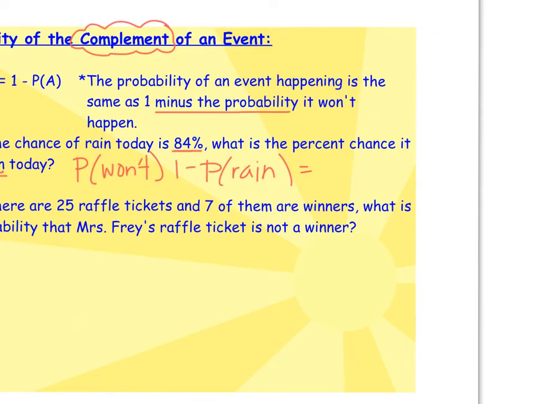So if we do 1 minus, instead of 84%, if we do 0.84, the probability would be 0.16 or 16%. So there's a 16% chance that it won't rain. And that's all you do to find the complement of an event.